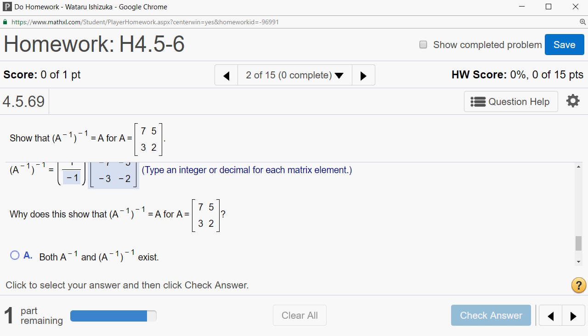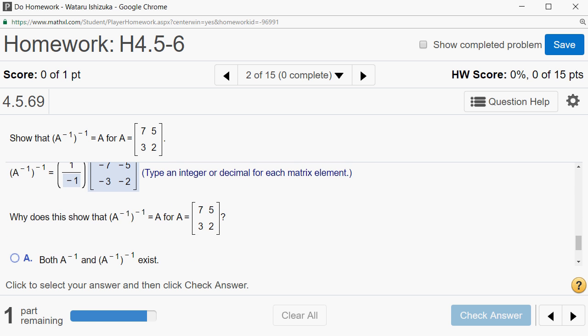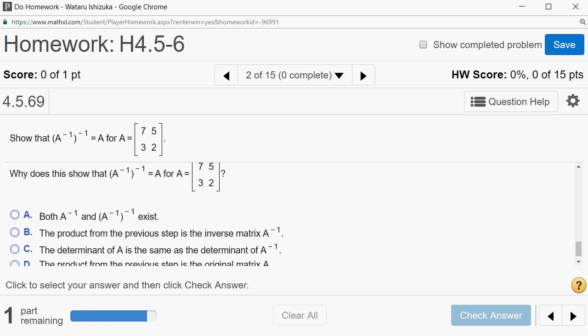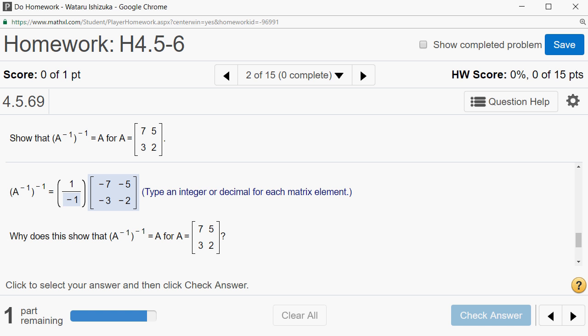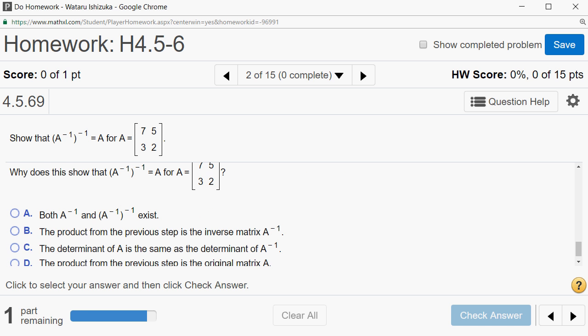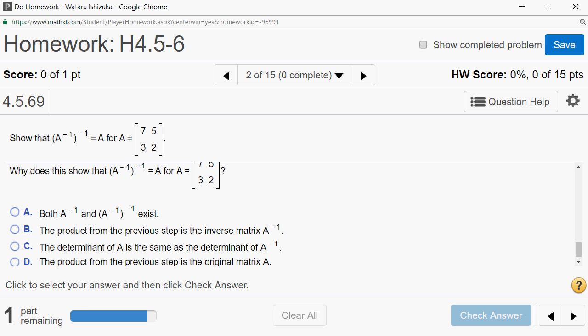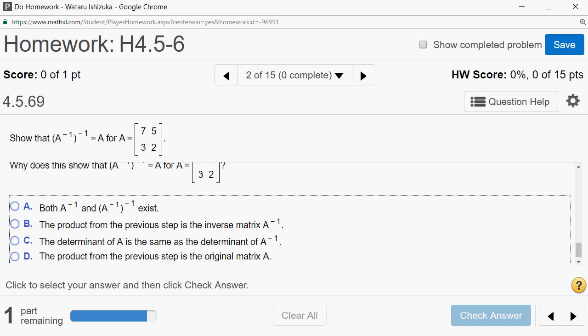Then we have: does this show that the inverse of A inverse is equal to A? It looks like it. The product from the previous step is the inverse matrix? No. The product of the inverse matrix? No. The determinant of A is the same as? No. The product from the previous step is the original matrix. So this is the answer, because we found the inverse of the inverse of A, which came out to be exactly the same as A.